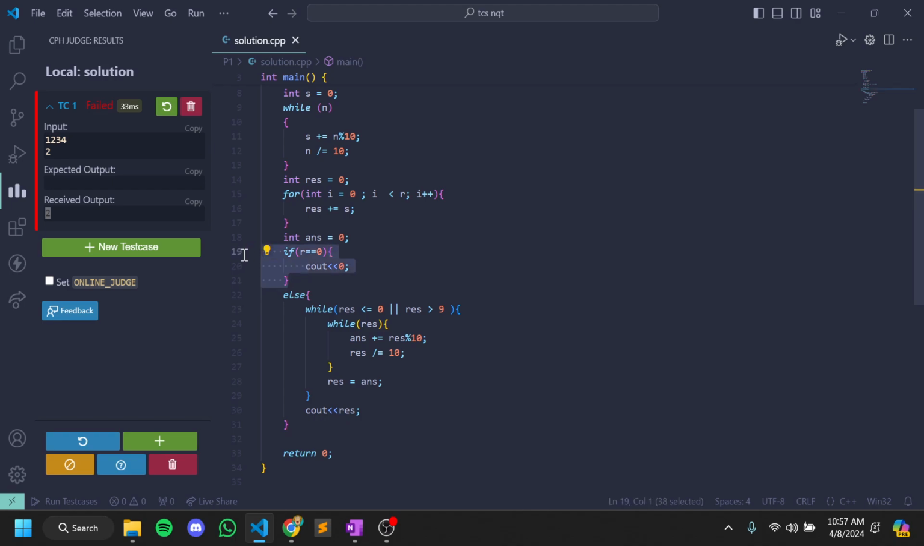If r is 0, we are just printing 0 as the question said. Else, our resultant will always be between 1 and 9. So I'm checking while my resultant is not in the range, like if my resultant is greater than 9, or we can also skip this because our resultant is always greater than or equal to 0. While my result is greater than 9, it means this is greater than a single digit number. So what we are doing is just adding the digits of resultant and putting them in our answer, and after that we are putting the resultant as answer.